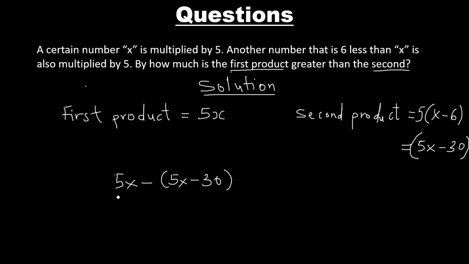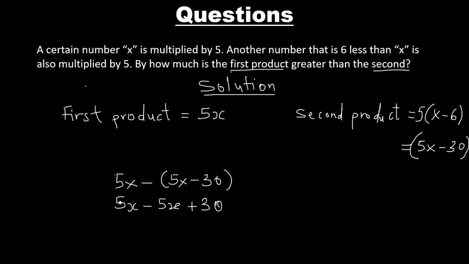So let's work on this. 5x minus 5x. This is minus. It assumes there is 1 here. So negative 1 times positive 5 should give us negative 5x. Negative 1 times negative 30 should give us positive 30, because negative times negative gives us positive.